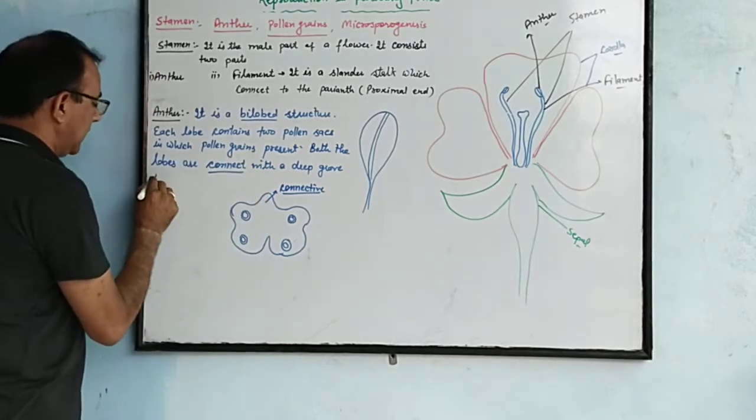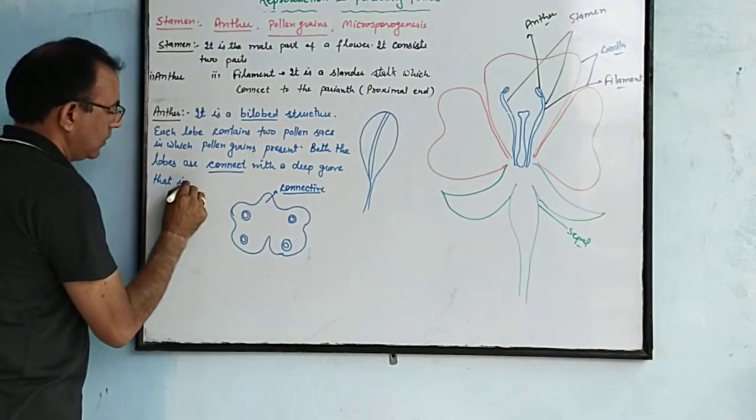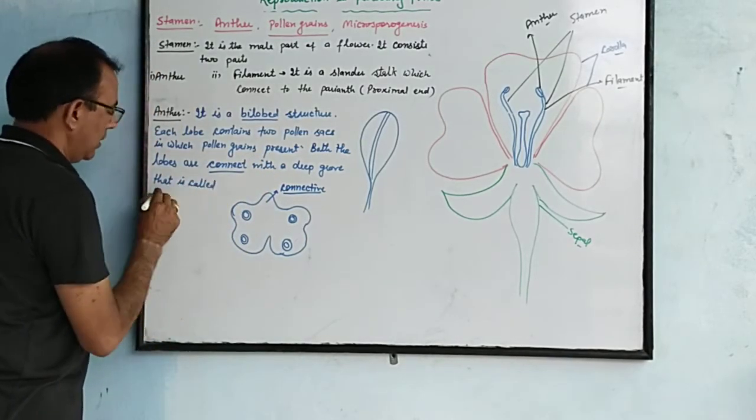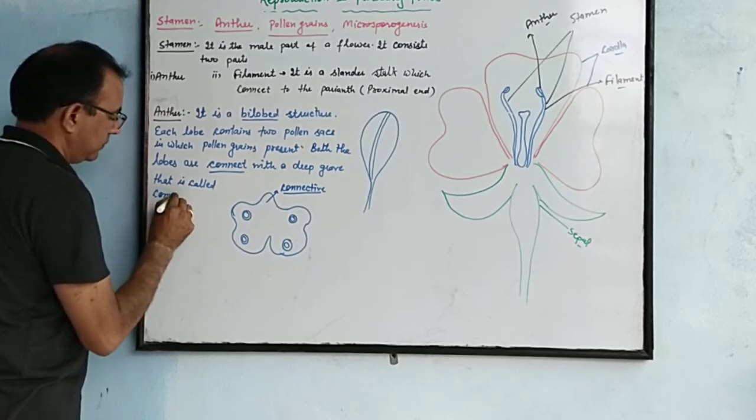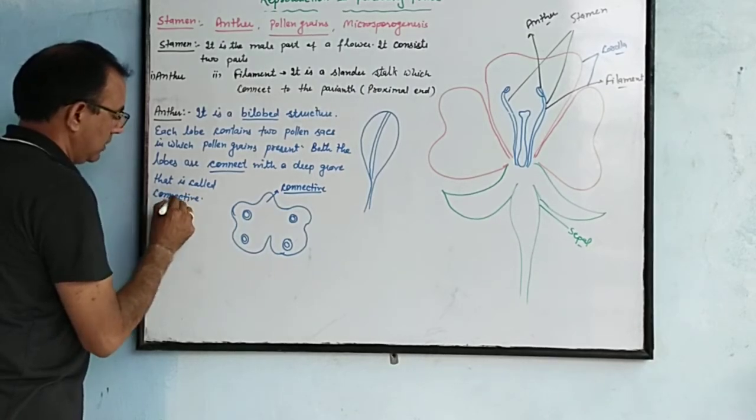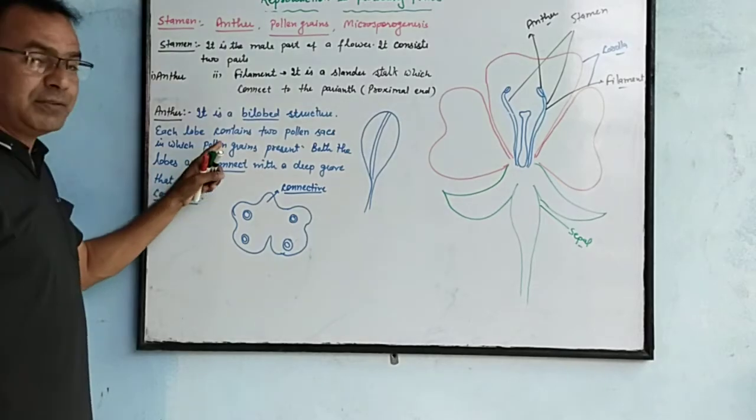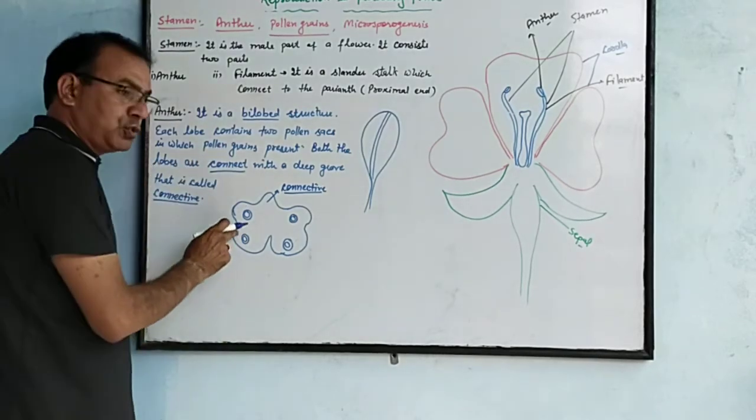The deep groove is called connective. Clear? Next, we have seen that each lobe consists of two pollen sacs.